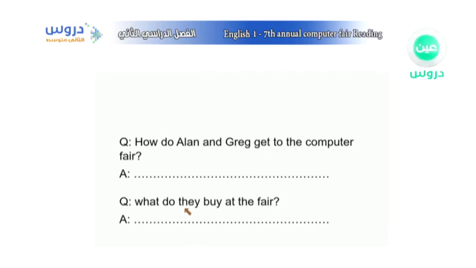Okay, what about the next one? What do they buy at the fair? What do you think? Do you remember that? Yeah, very good. Laptop. Very good, Miss Manar. Mouse. What else? And maybe something. Laptop. Yeah, new laptop. That's right. Very good, Mr. Ali. What else? Okay, new laptop, mouse. And there is something.